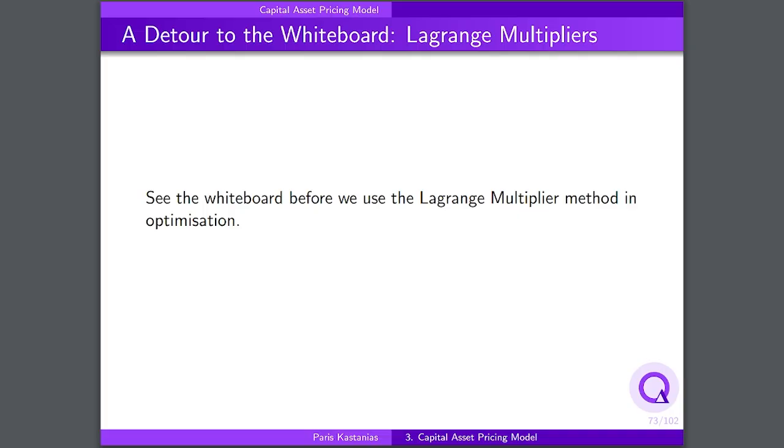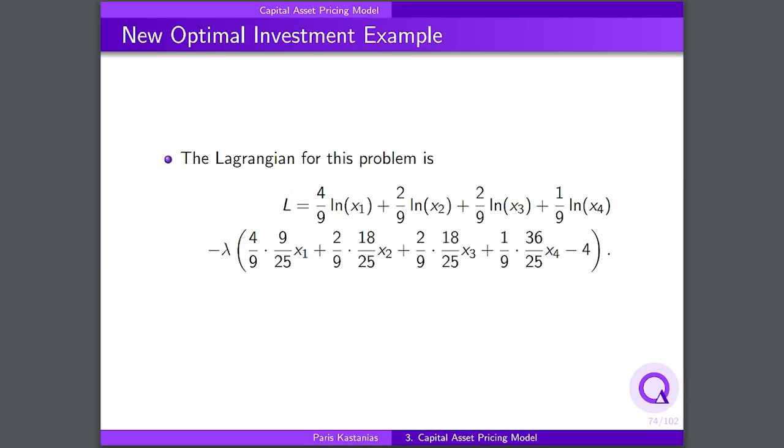So we're using this Lagrange multiplier method on this thing now. For this problem, it's going to be this equation here. So this is the f, this is the g.